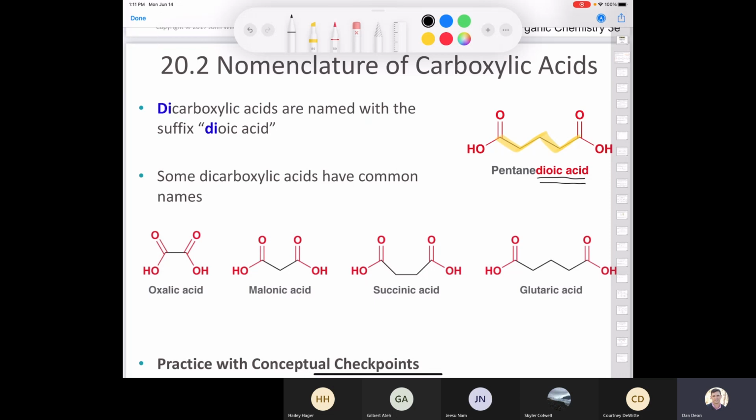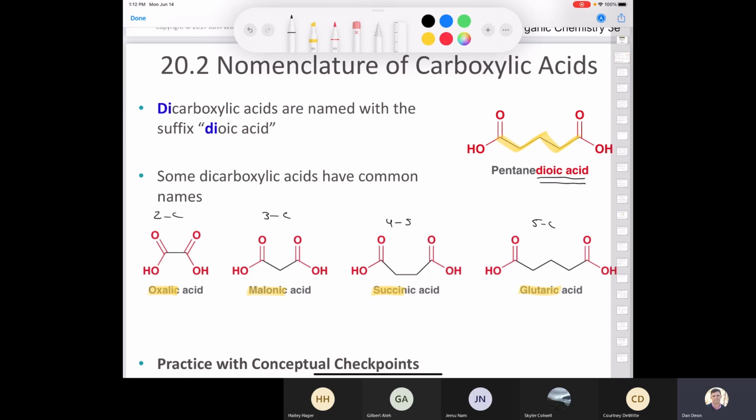But more important, I think, than even learning how to name dicarboxylic acids as dioic acids, which again, there's some questions in the textbook about that, are learning the common names of dicarboxylic acids. So instead of calling this ethane dicarboxylic acid or calling this propane dicarboxylic acid, we much more frequently use the common names: oxalic acid, malonic acid, succinic acid, glutaric acid. So that's where we have 2 carbons, 3 carbons, 4 carbons, 5 carbons.